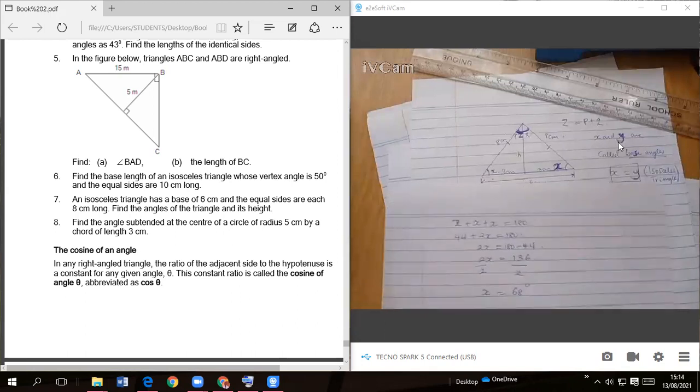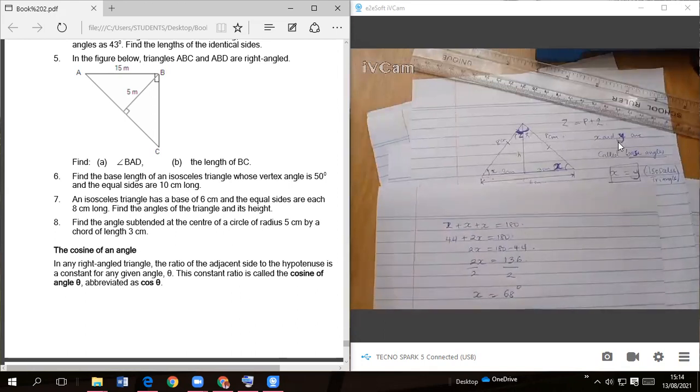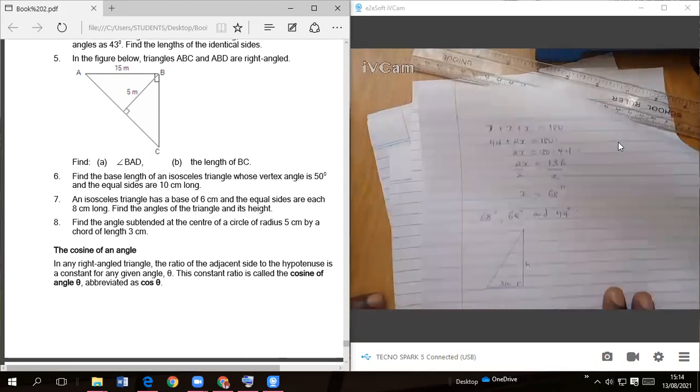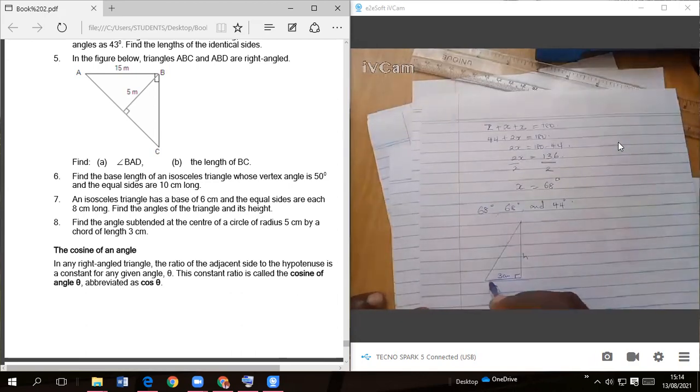Okay, so what I'm going to do is, this is h, that is 3, and we have got this one as 68 degrees.